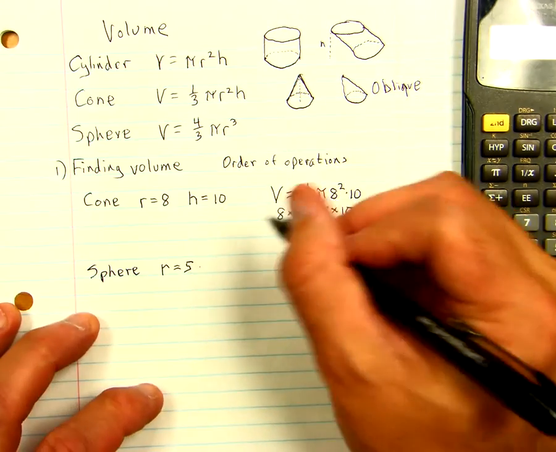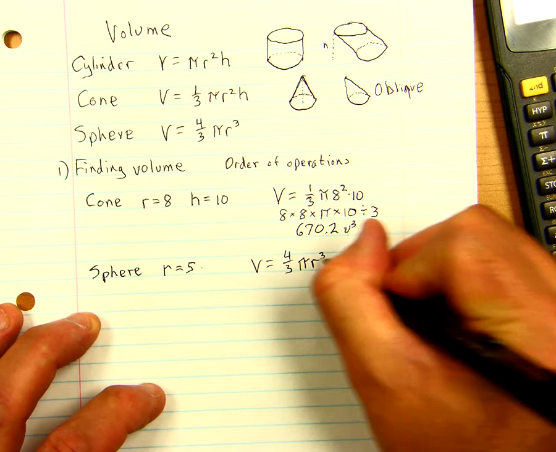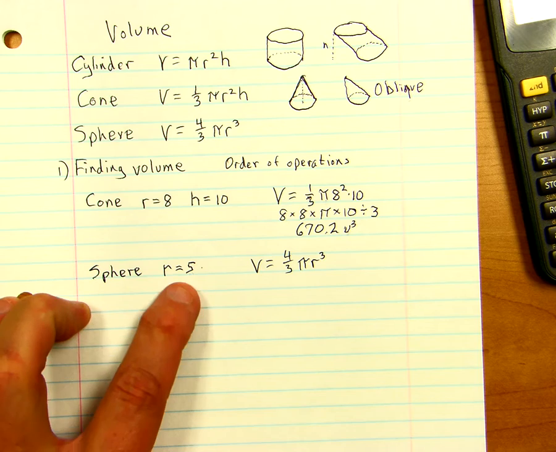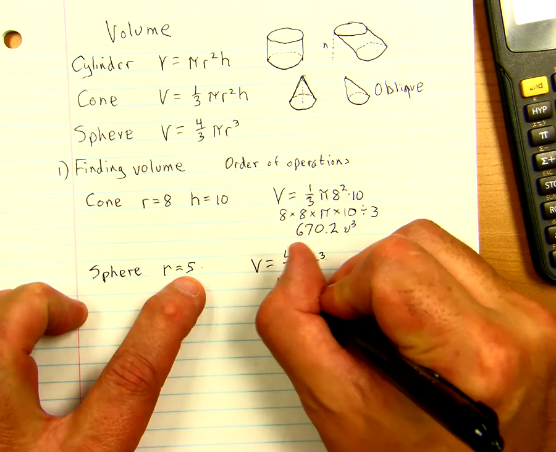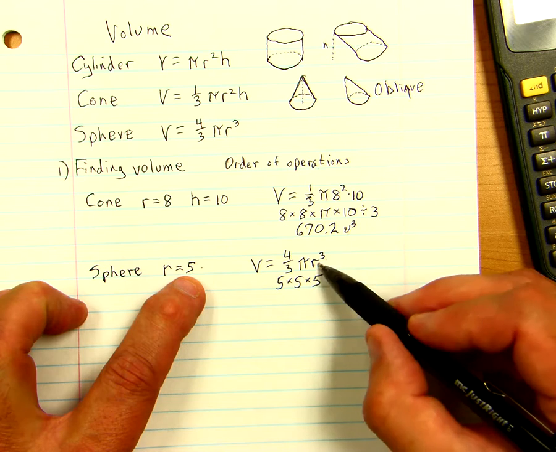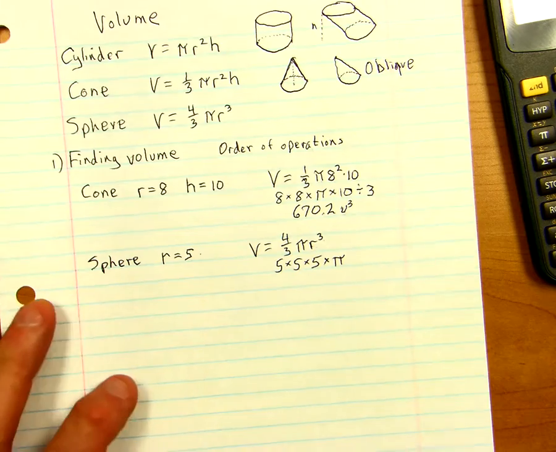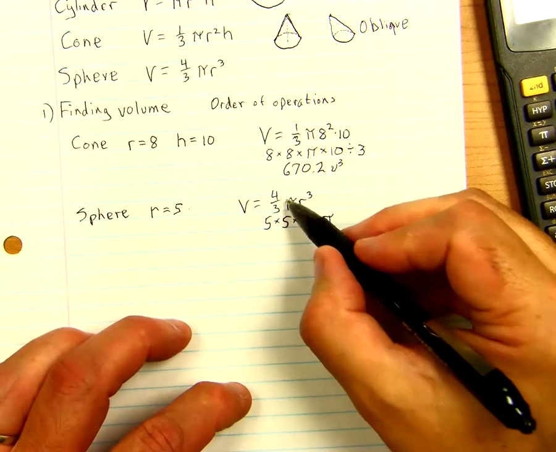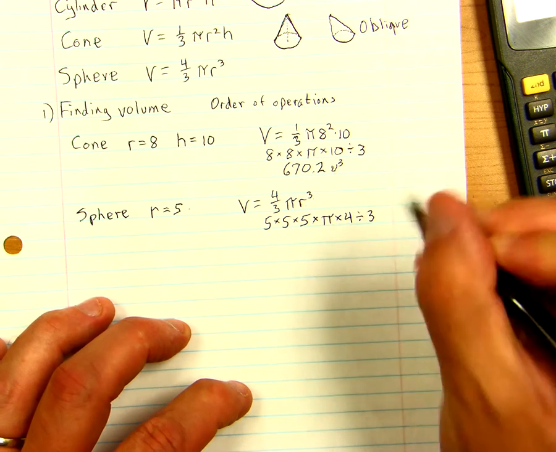Okay, formula, 4/3 pi r cubed. And the radius is 5. So we do exponents first, order of operations, exponents first. So I do 5 times 5 times 5, three of them, times pi. Now, what do I do with the 4/3? Well, it's going to be times 4, the number on top, divided by 3.